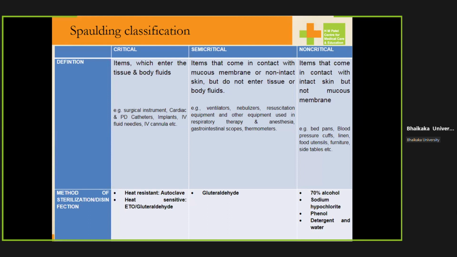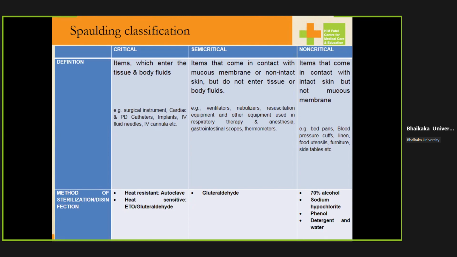remove this high load of microorganisms, and that can be done by using a high level disinfectant like glutaraldehyde or peracetic acid or hydrogen peroxide. So all semi-critical items should be disinfected using high level disinfectant. Last category is called non-critical items. These are the items which come in contact with intact skin, but not the mucous membrane, or which may be present in the vicinity of patients.